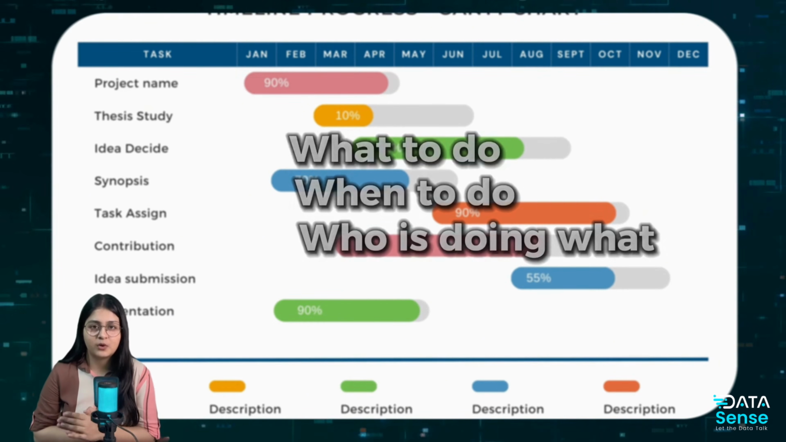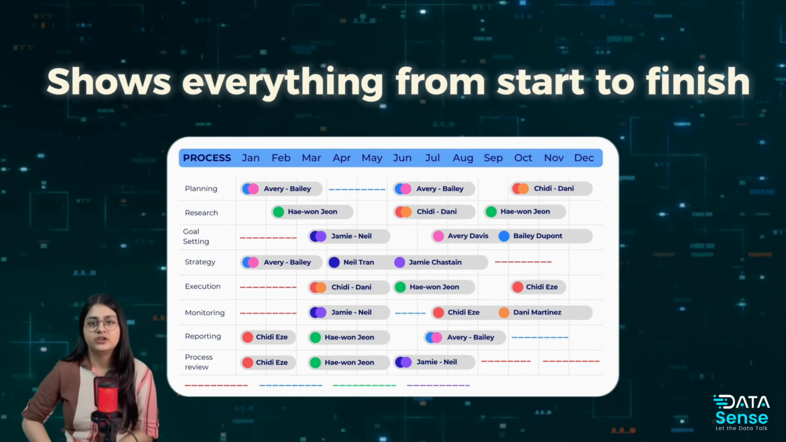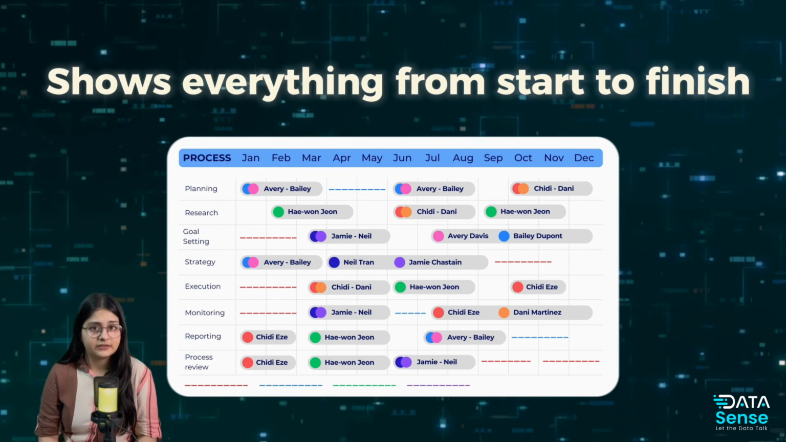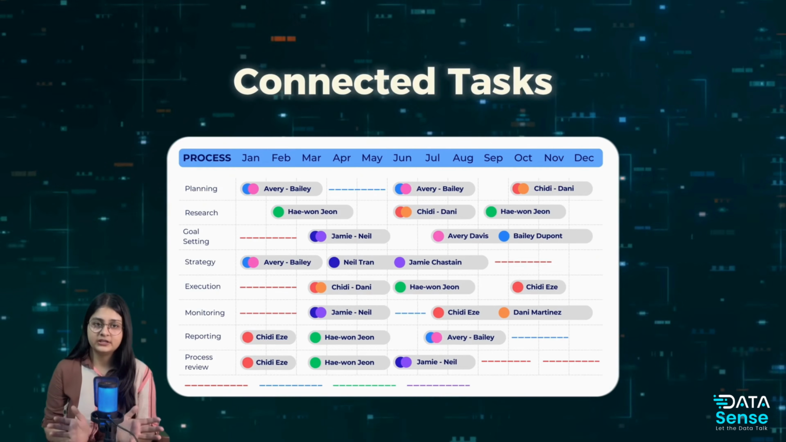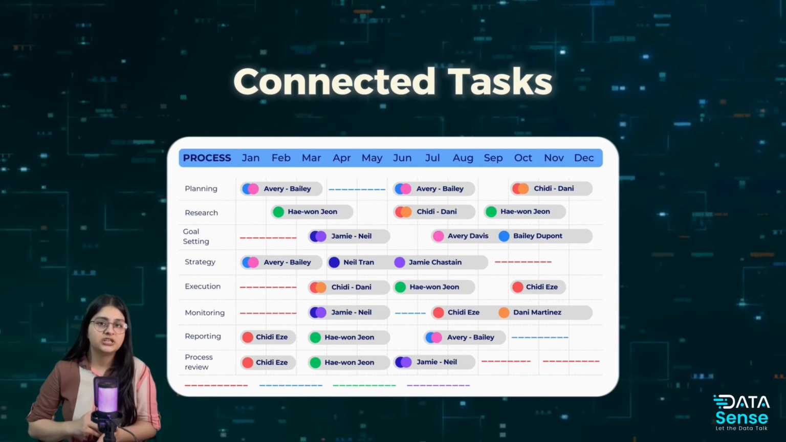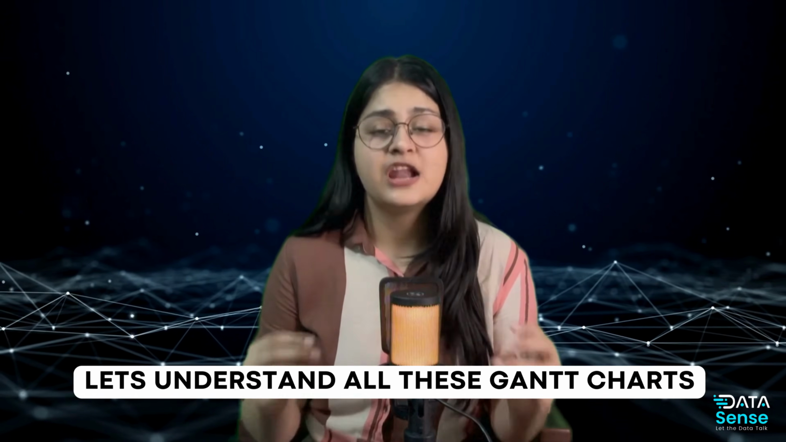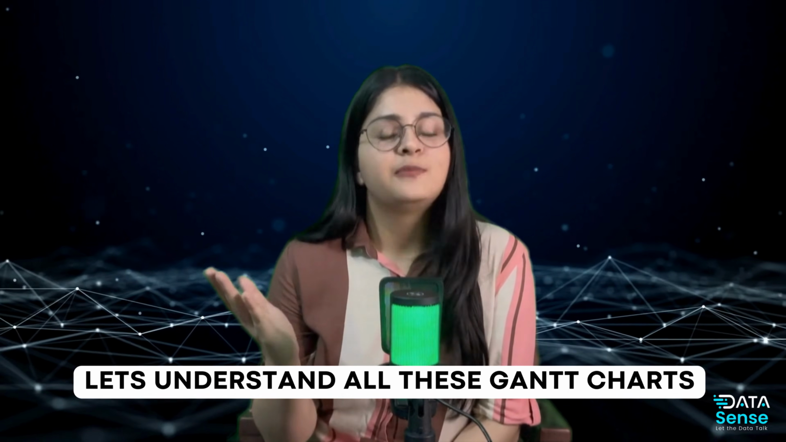There are multiple advantages of the Gantt chart. It shows everything from start to finish, and it is very easy to keep the teammates updated. Also, the Gantt chart keeps all the tasks connected, so in case there are any changes, it is very easy to keep everything in the right order. Now let's understand the Gantt chart with the help of a whiteboard.